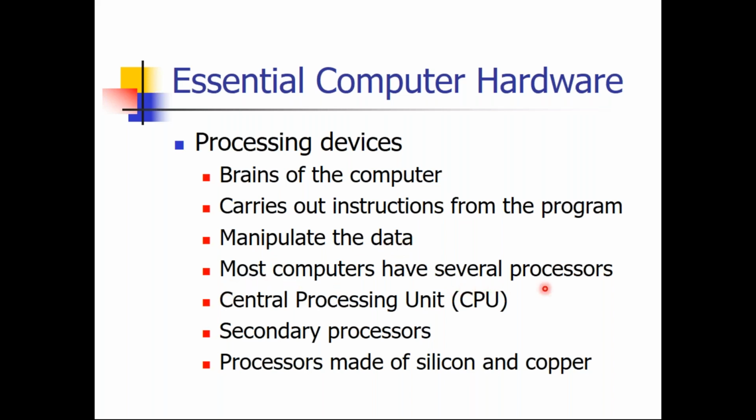Next, most computers have several processors. We know we have a processor inside the computer, and it does some processing, which is simply computations or calculations. We know we used to have a single processor, but nowadays many processors are in a computer to make the system faster.